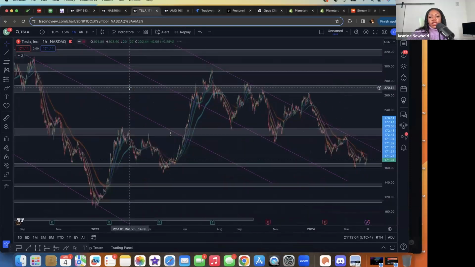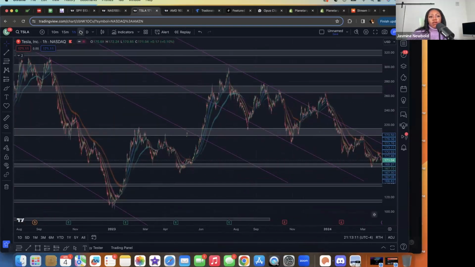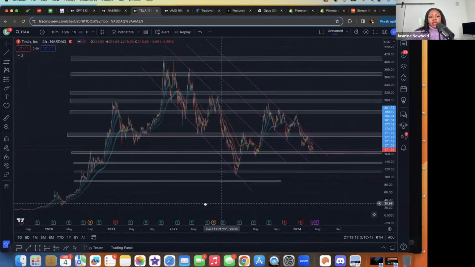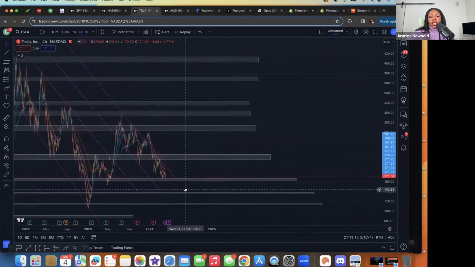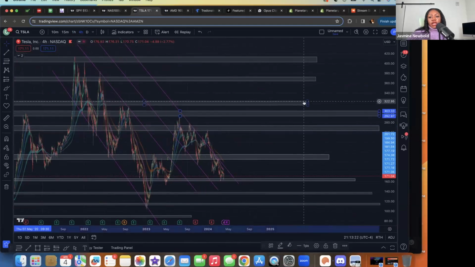Actually, let me show y'all. All right, so this is the example of Tesla. This is my Tesla chart. You see I'm zooming out. All of my support and resistance beams are already on there, and they've been on there. Then all I do is just drag them out and drag them over as time goes on.